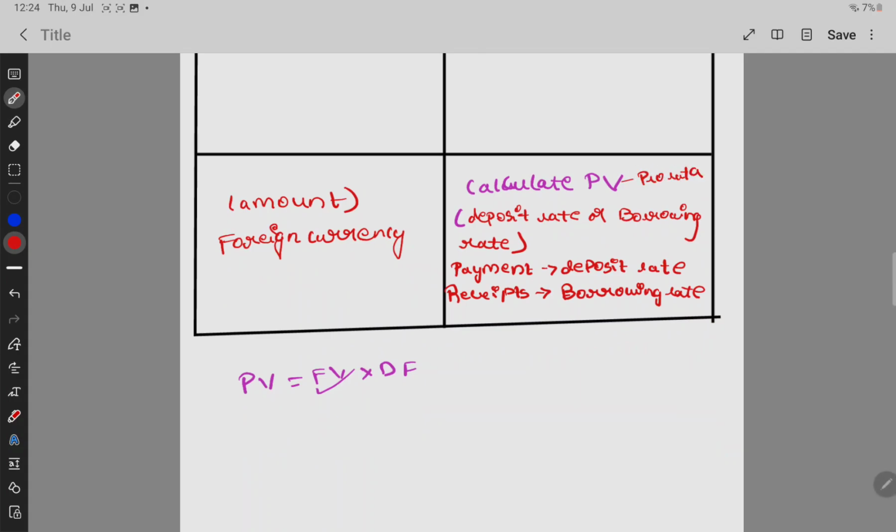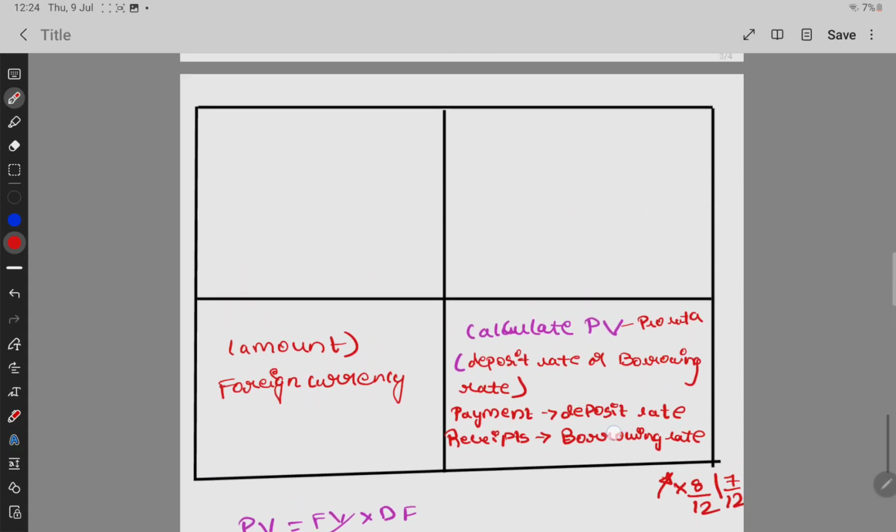So what is this pro rata? In a year you have 12 months, right? So in the question they state that you have to pay in 5 months, or receive in 6 months, 7 months, 8 months. So you have to do 8 by 12, or 7 by 12, whatever is the number of months till the transaction date. Most of the students miss this point. So do remember, this is very important. Do pro rata basis.